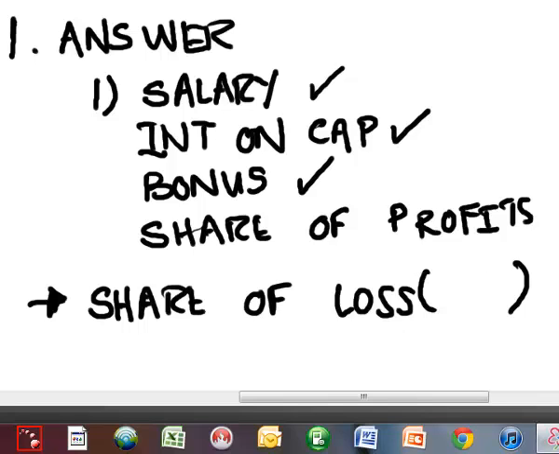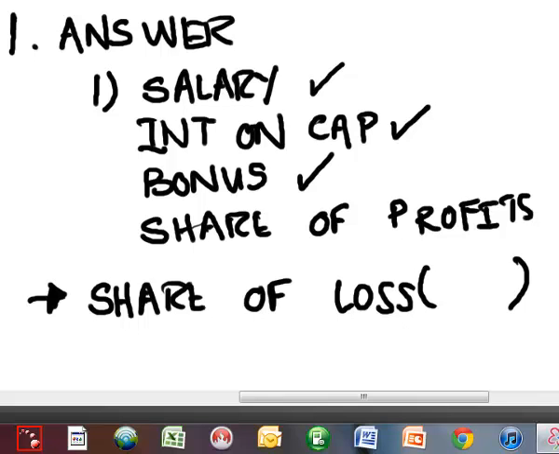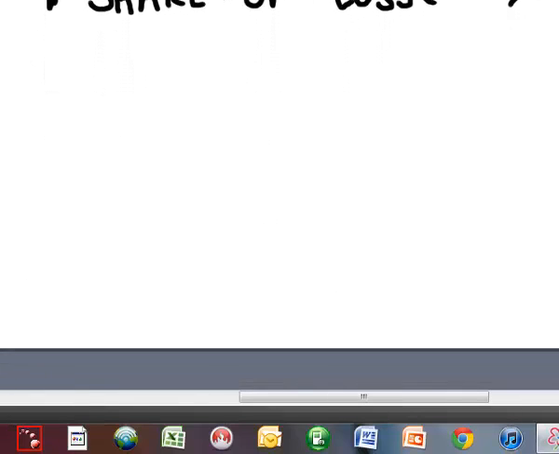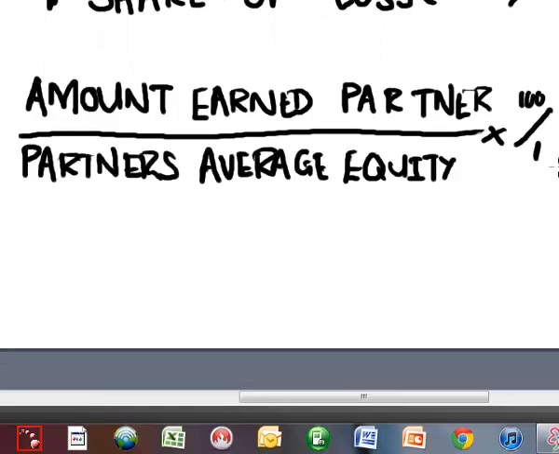In the next question, when we are calculating the average return earned by the partner, what would be our indicator? It would be as follows. The answer to that would be the amount earned by each partner over the partner's average equity, multiplied by 100/1. Okay, so I'm sure you are now in a position to be able to analyze the financial statements of a partnership, and more important, you will now be able to comment on these.